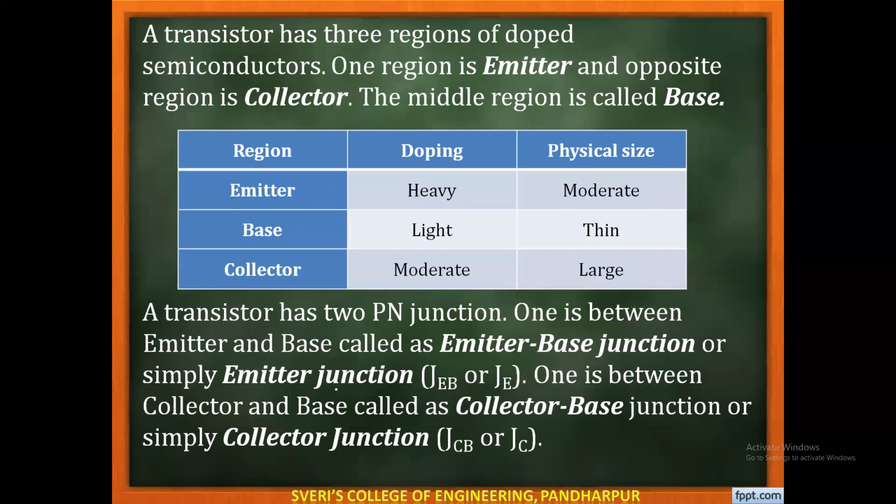And now see the next slide, a transistor has three regions. One is an emitter, second is a base, and third one is a collector. So as I rightly mentioned here, the doping of the emitter region is heavy, base is light, collector is moderate, and the physical size of the collector region is large, base is already thin, and the emitter is moderate. Based on that, 6 MCQs are formed. So it's my request to you all, please take a screenshot of this slide.